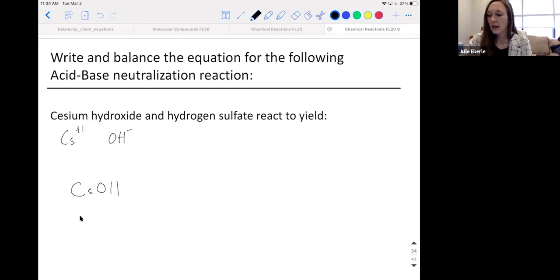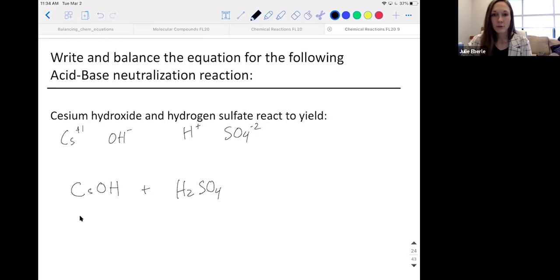Okay, and then hydrogen sulfate. How do we write hydrogen sulfate? So obviously we got hydrogen, that's going to be a +1. Sulfate is SO4 2-. Oh, I forgot to cross that. Keegan says H2SO4. That's correct. You need 2 cations for 1 anion here.